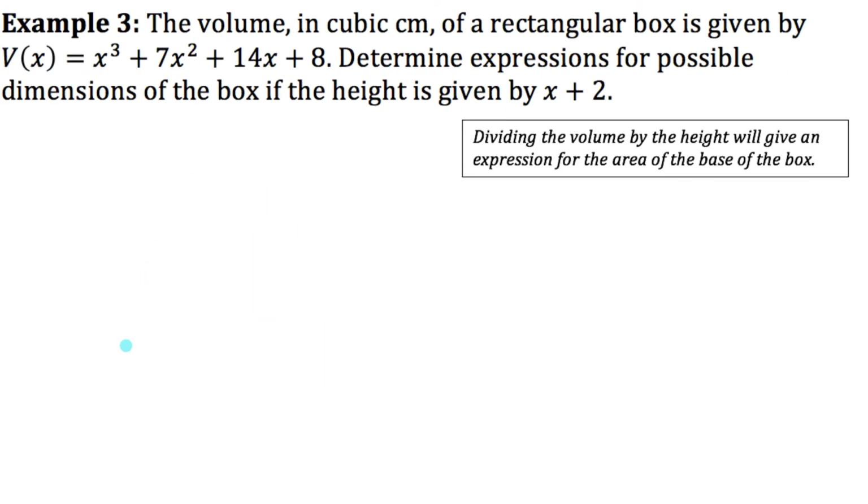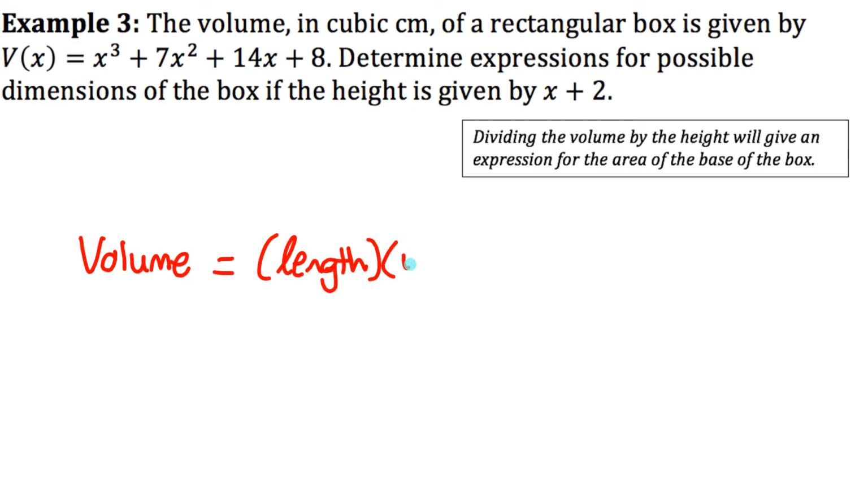Example 3 is a little bit of an application question. The volume in cubic centimeters of a rectangular box is given by x cubed plus 7x squared plus 14x plus 8. Determine expressions for possible dimensions of the box if the height is given by x plus 2. Remember volume of a rectangular prism? Well, that's equal to length times width times height. And we know the height and we know the volume. We need to come up with an expression for the length and the width.